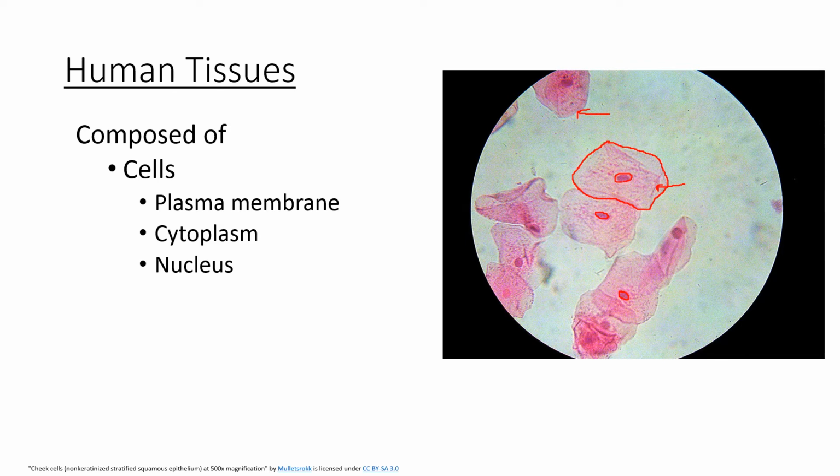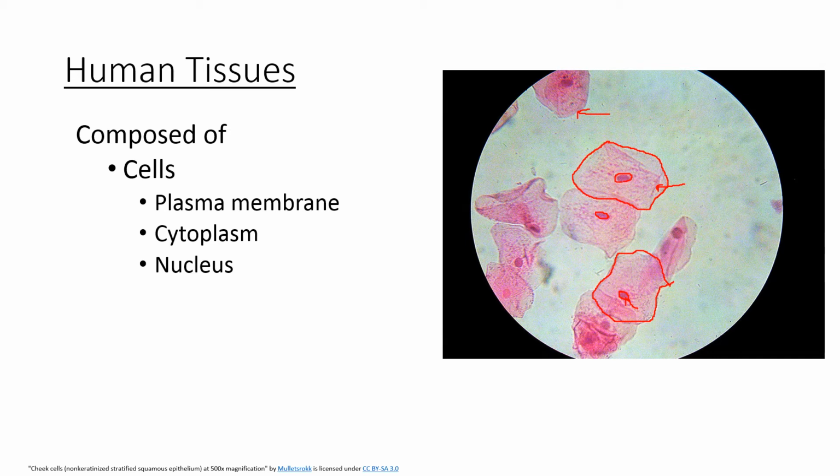So again, we're looking at cells in this image on the right. We can see the plasma membrane, that's the border that surrounds each cell. We can see the cytoplasm, it's the light pinkly stained interior. And then we can see the nucleus, almost dead center. All cells will have these three components, except for red blood cells.